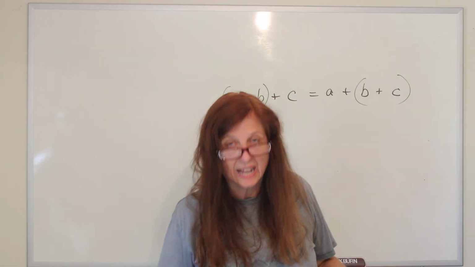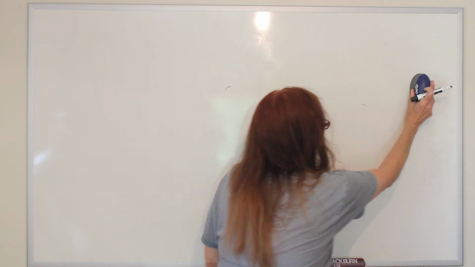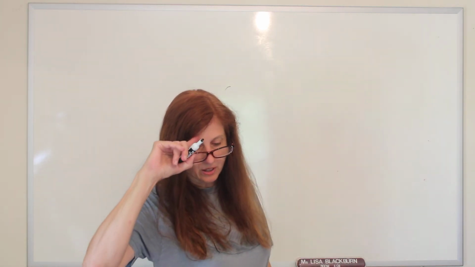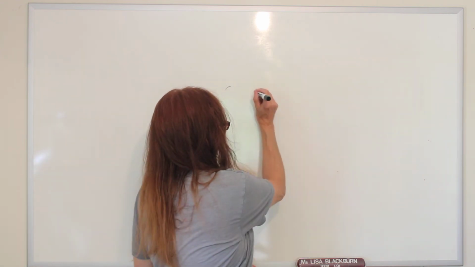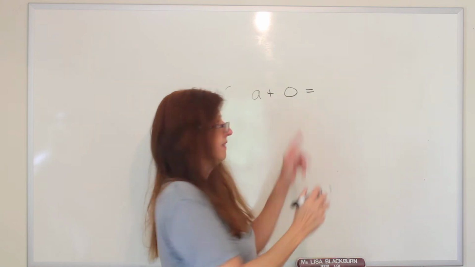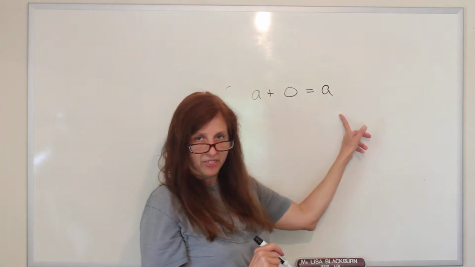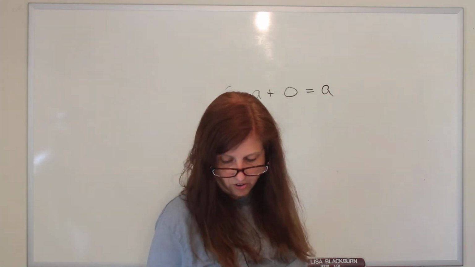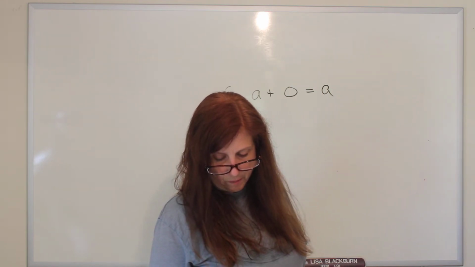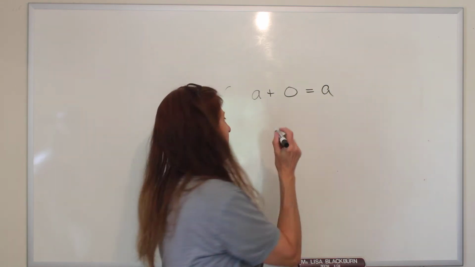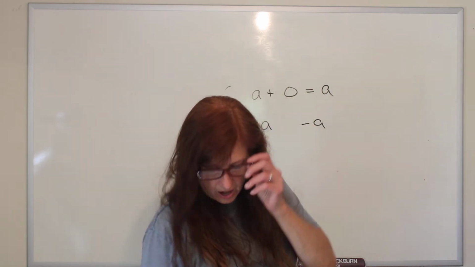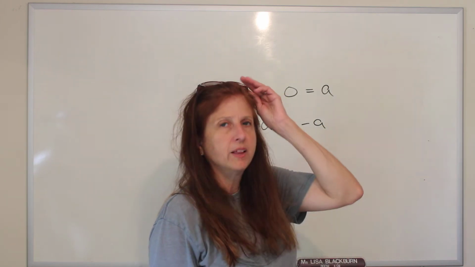The next one is the identity property. The identity property of addition is that if you add 0 to anything, you still have that thing. See, these aren't hard, are they? And then the inverse property is just the opposite property. The opposite of A is negative A.